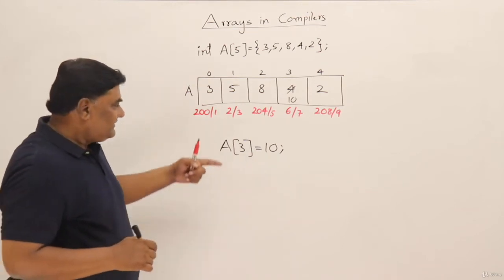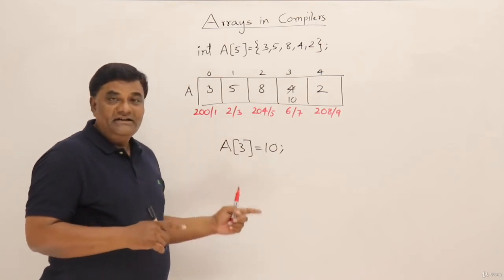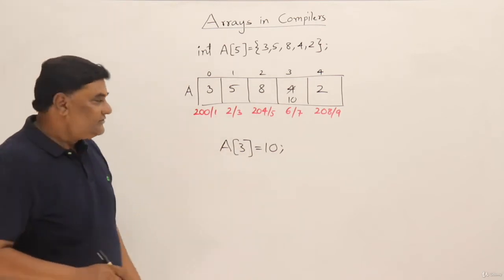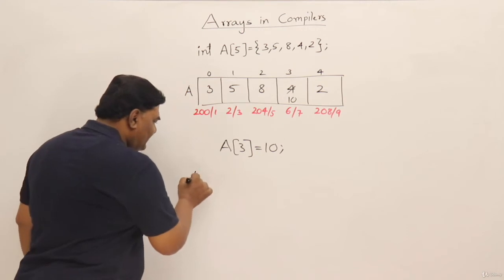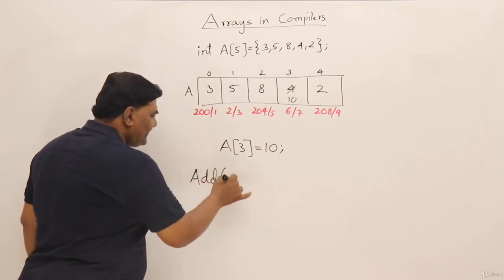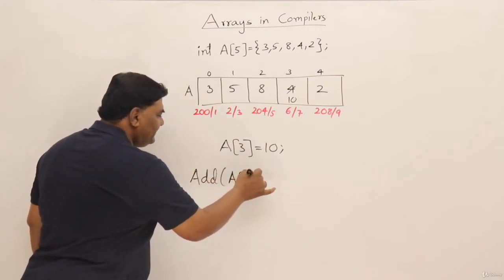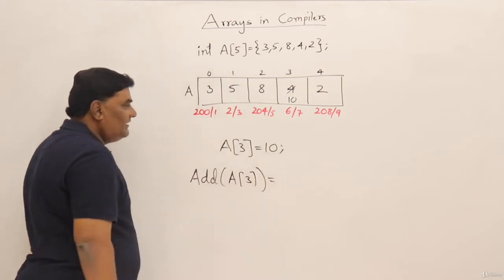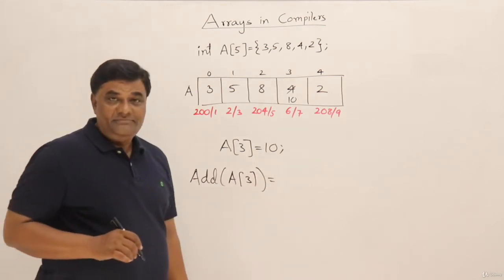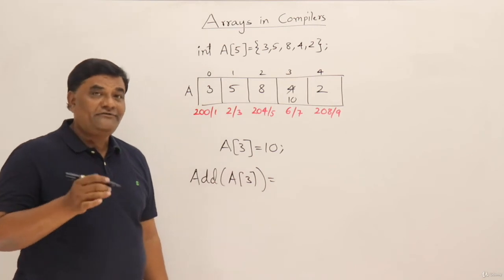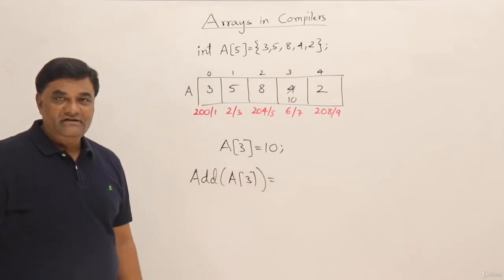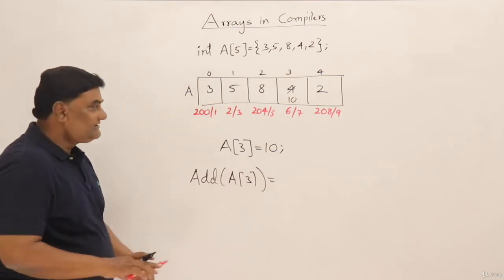So how will this code of our program get converted into machine code? Actually, the compiler needs the address of the location a of 3. So how is it obtained? At compile time the address cannot be known, so the compiler will write down a formula for obtaining the address. Let us see how that formula looks.